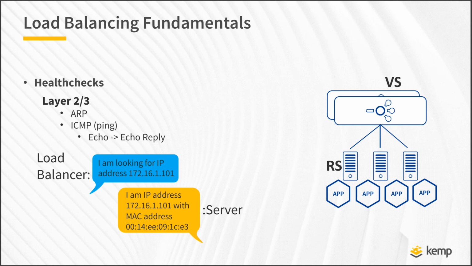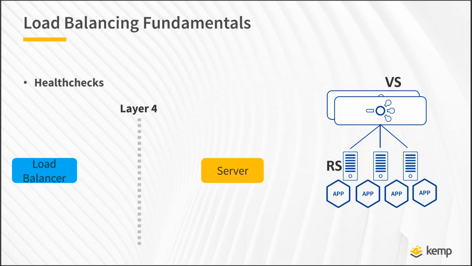Let's move up that OSI stack. Layer 4 health checks. With layer 4 health checks, I'm talking specifically about TCP and UDP health checks. How do I do a TCP health check? Well, the answer is kind of easy. I'm going to do that 3-way handshake. The load balancer is going to send a SYN.